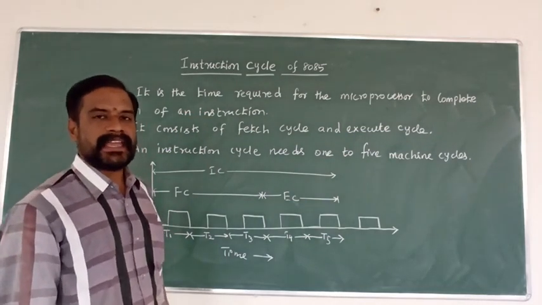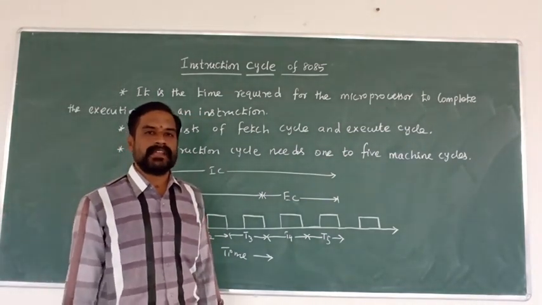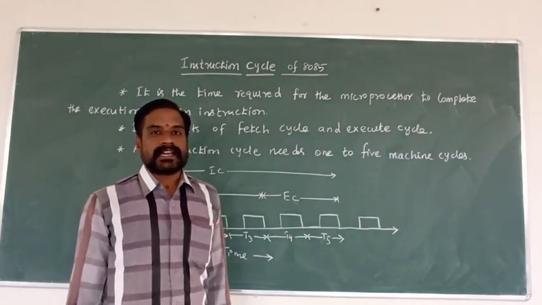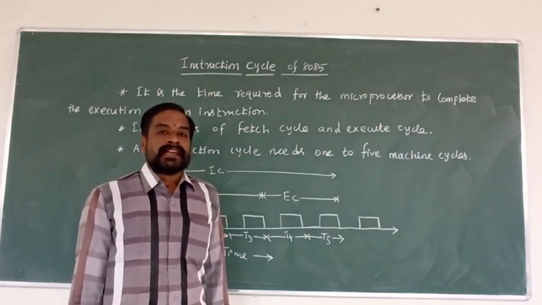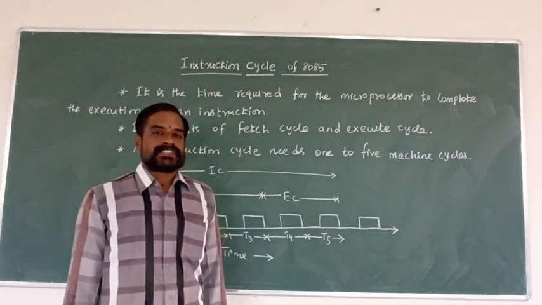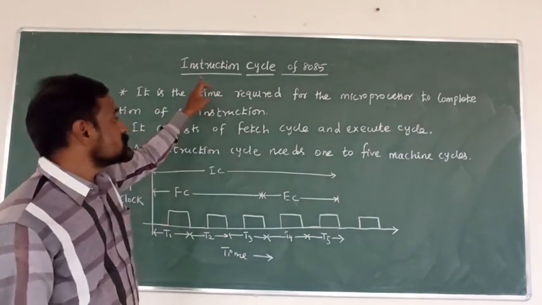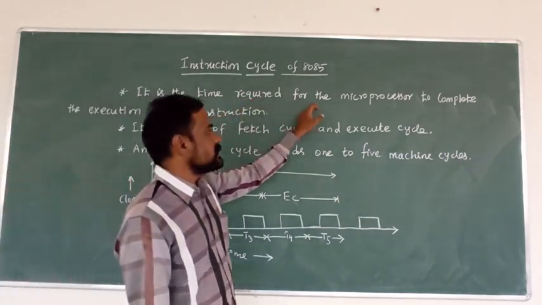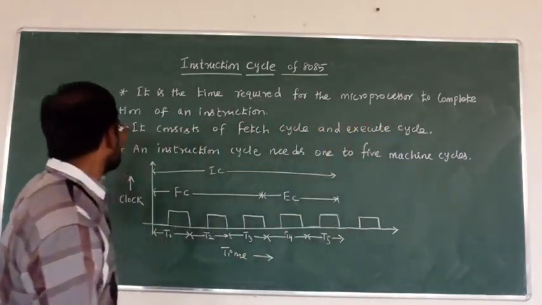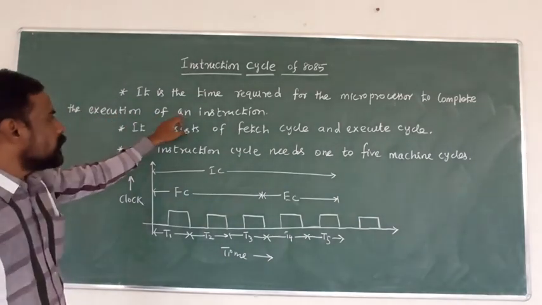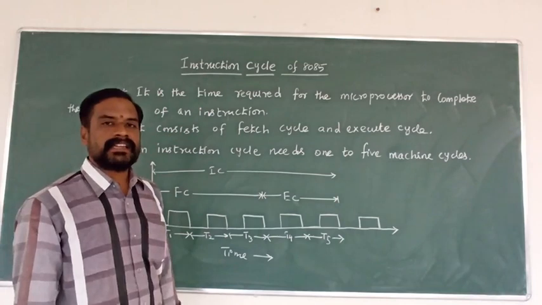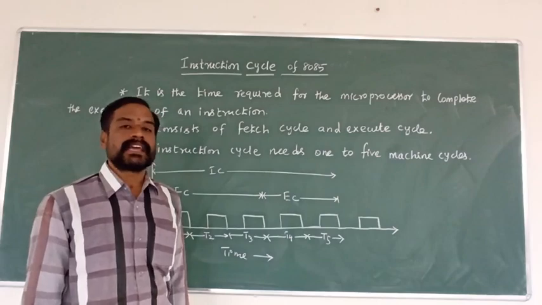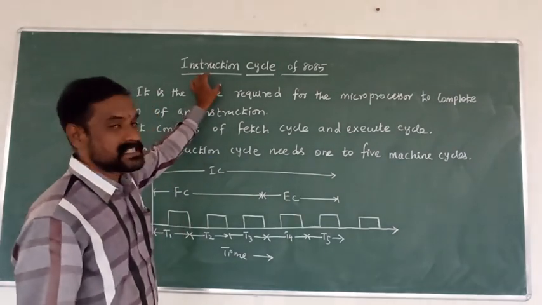Suppose MOV A, B. This is one instruction. How much time will it take to execute this instruction? This is called instruction cycle. It is the time required for the microprocessor to complete the execution of an instruction. The given instruction to execute, how much time will it take? This is called instruction cycle.